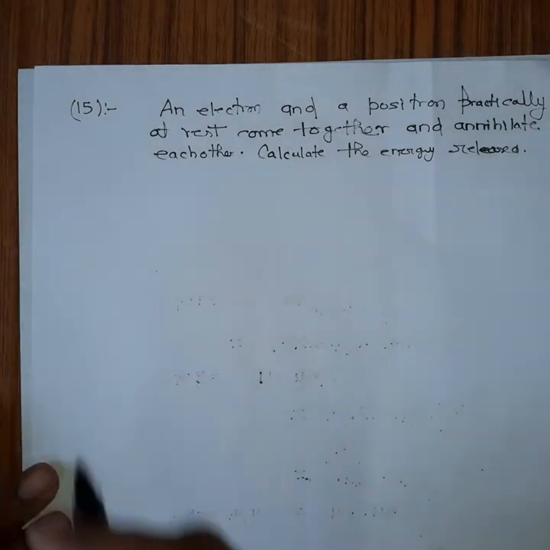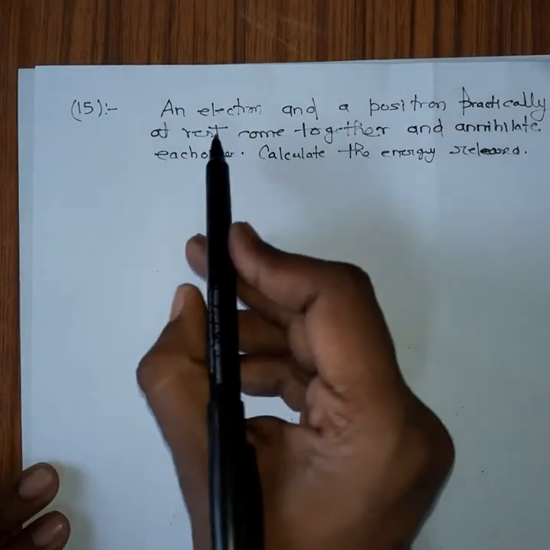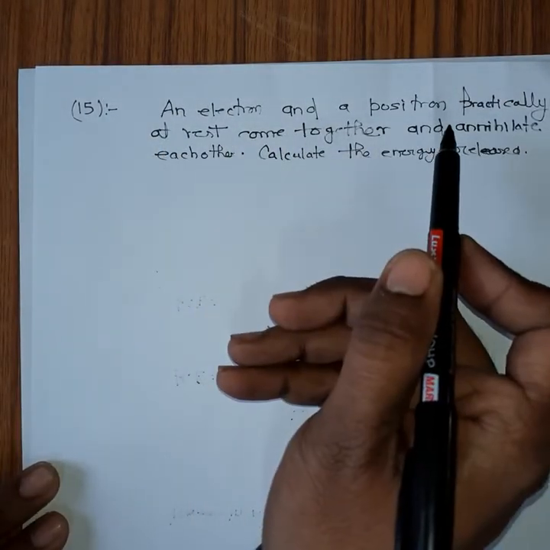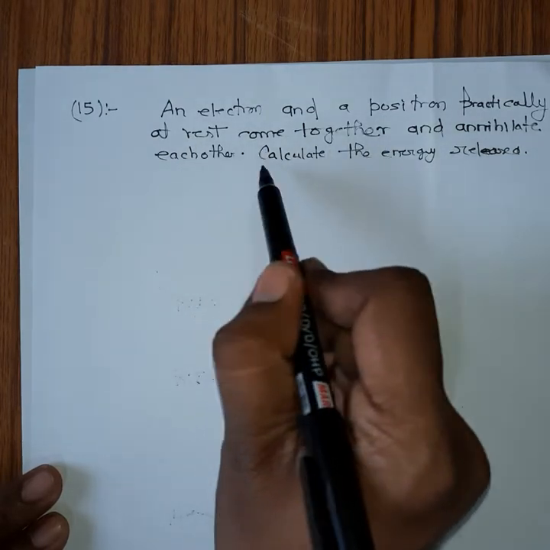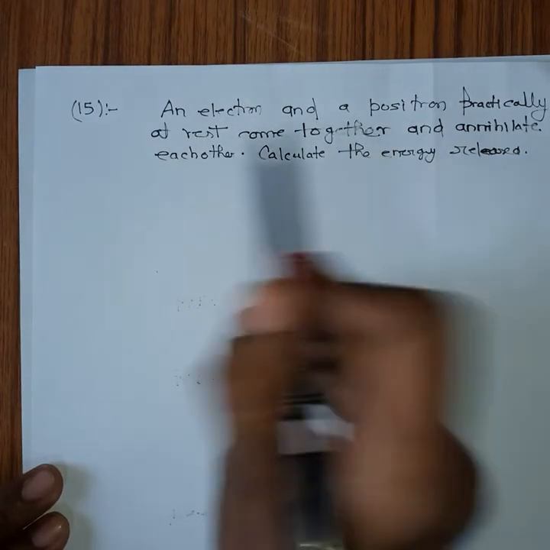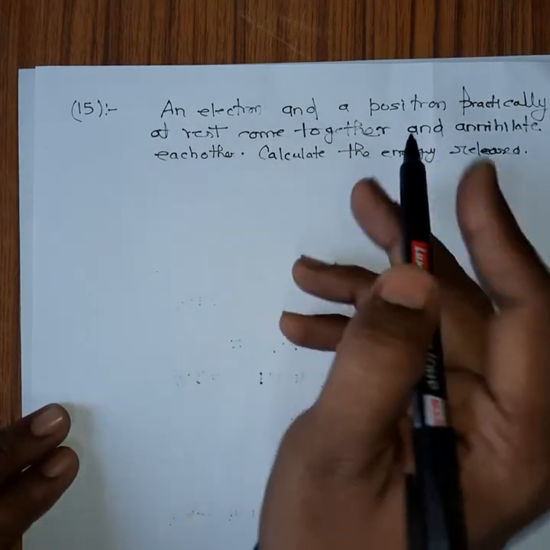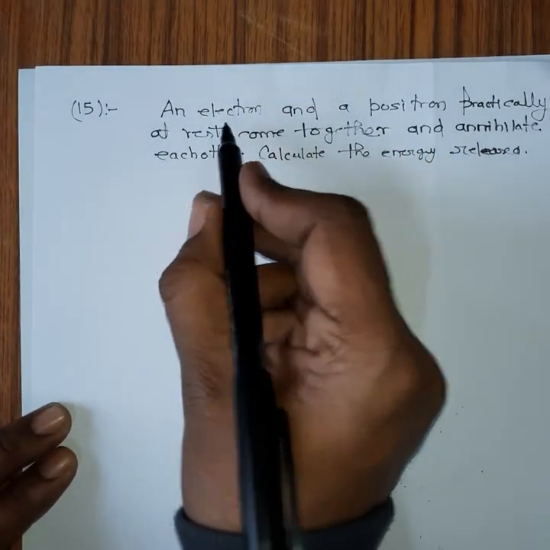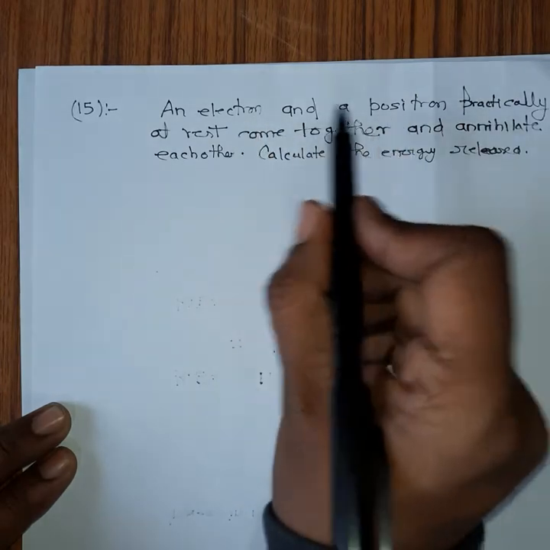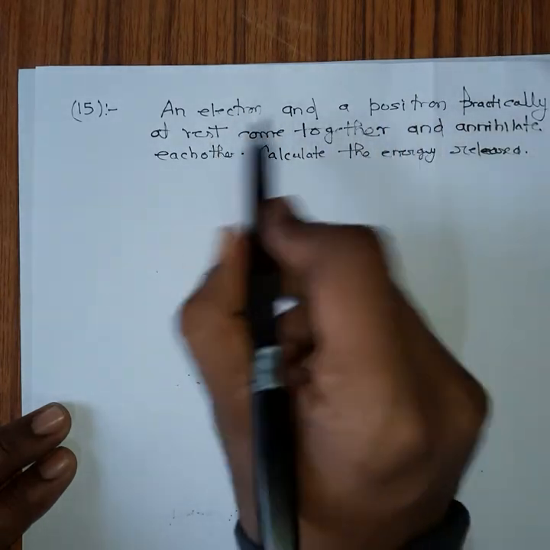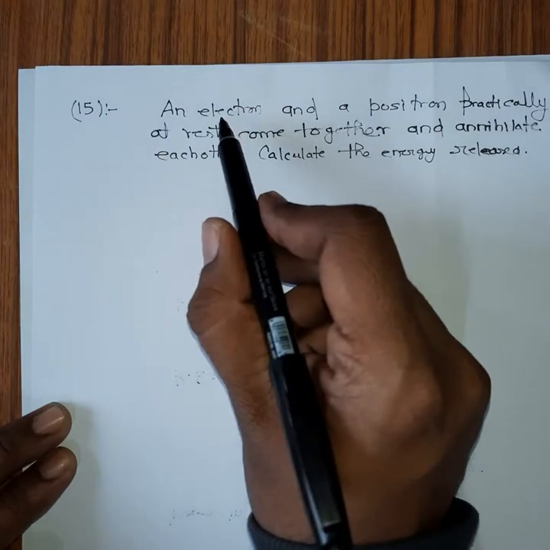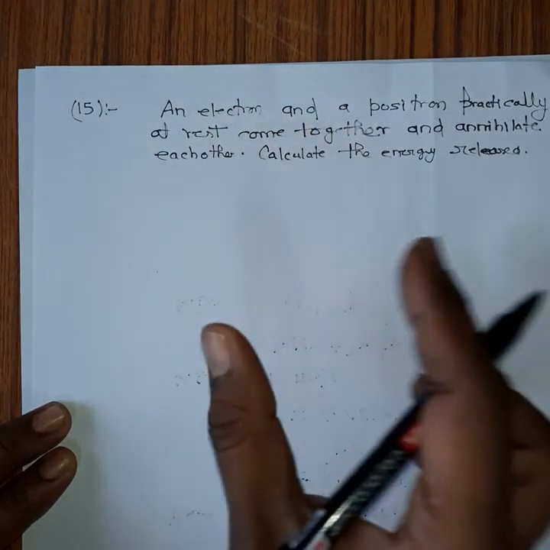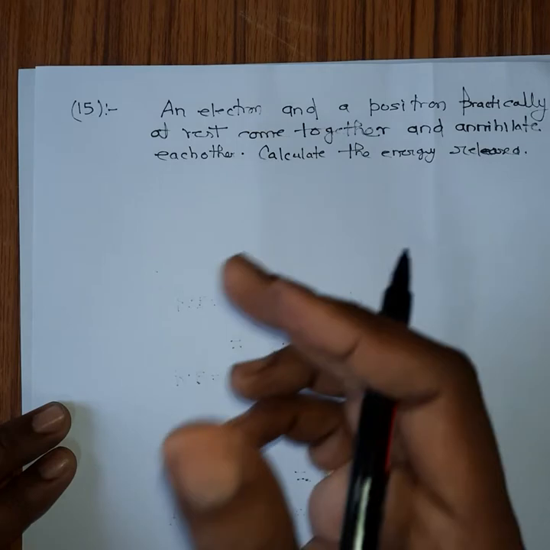So this is our next problem. In this problem, an electron and positron practically at rest come together and annihilate each other. Calculate the energy released. So what is electron and what is positron? Electron and positron are antiparticles. So positron is the antiparticle of electron. So when they come together, they annihilate each other.